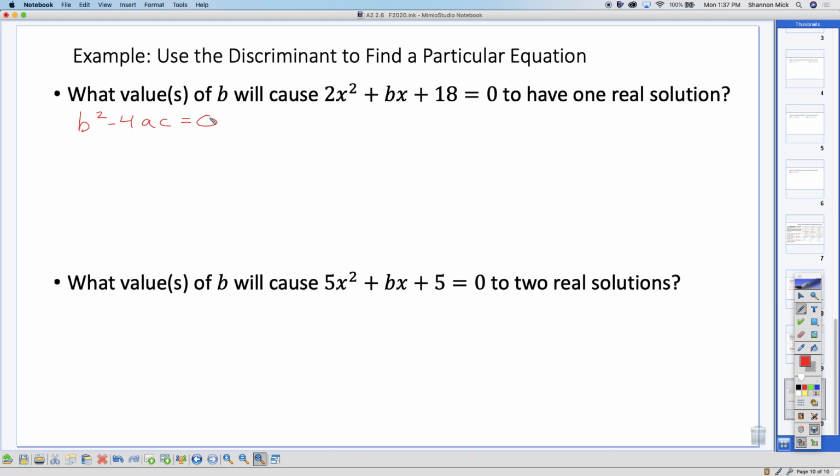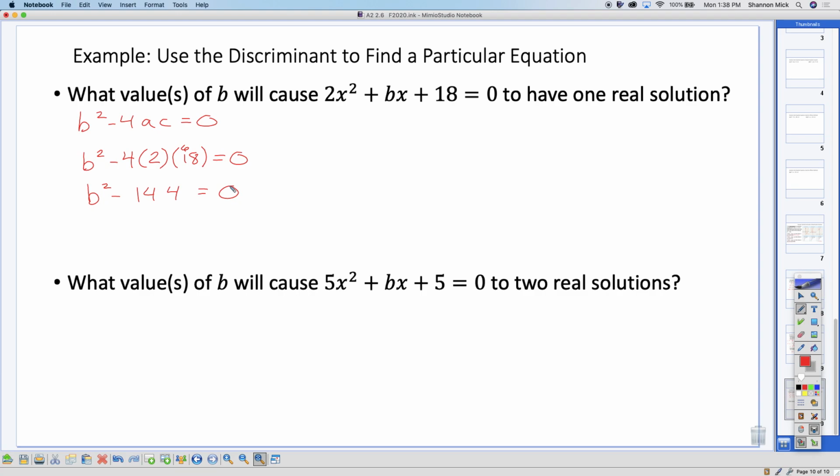Yes, ma'am. Okay, so we don't know b, so we're going to have b squared minus 4 times 2 times 18. Okay, so 4 times 2 is 8. So 8 times 18 is 144. Checks out. So I have b squared minus 144 equals 0.